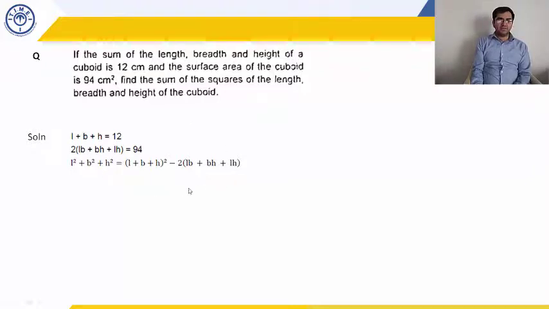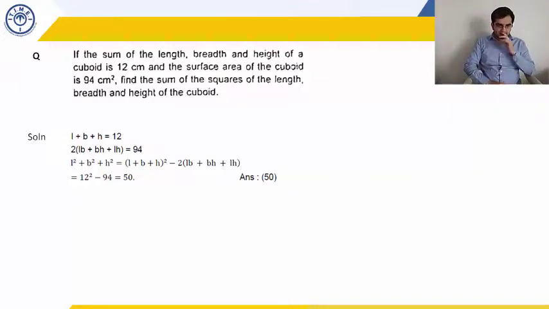The property from algebra that I am going to use is (L plus B plus H) whole square equal to L square plus B square plus H square plus 2LB plus 2BH plus 2HL. So rearranging the terms, I can now get the answer as 12 square minus 94. That's 144 minus 94, that is 50. 50 becomes your answer. So this question was slightly tricky because it's not just mensuration, but it also uses a formula from algebra.